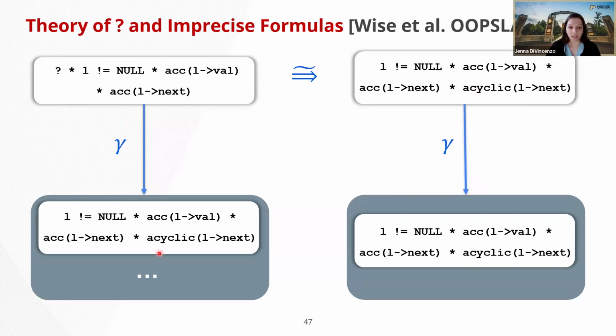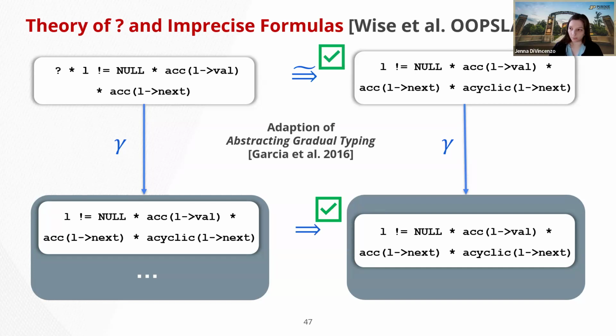And it so happens that it is okay for our imprecise formula here to contain what we're looking for in the left set. And that's important because we actually define gradual implication to be: if there exists a precise formula in the left set that implies a precise formula, so we can use static verification here, implies a formula that exists in the right set, then we say that gradual implication holds. And this is adapting theory from gradual typing.